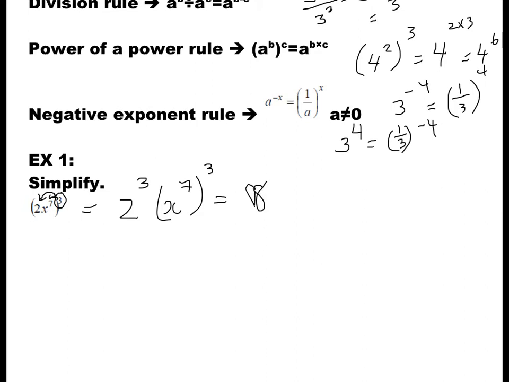Now, what is x exponent 7 exponent 3? Remember, power to power. What do you do with exponents? You multiply. So what is x exponent 3 times 7? 8x exponent 21. So that's it.